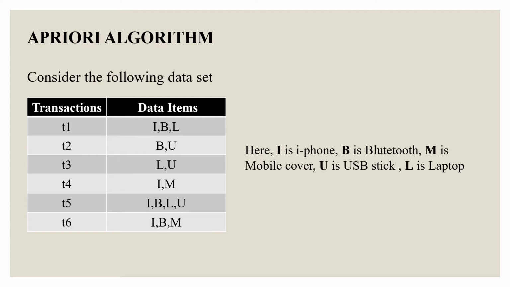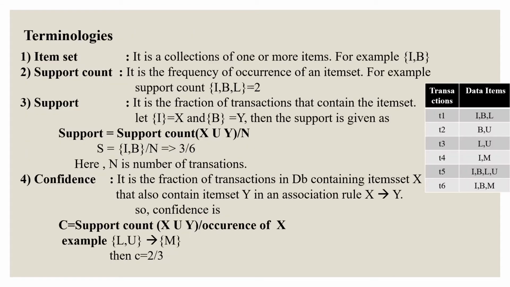First, look into the terminologies. What are the terminologies in the Apriori algorithm? There are 5 terminologies. The first one is itemset. It is a collection of one or more items. For example, I and B is an itemset of more than one item.